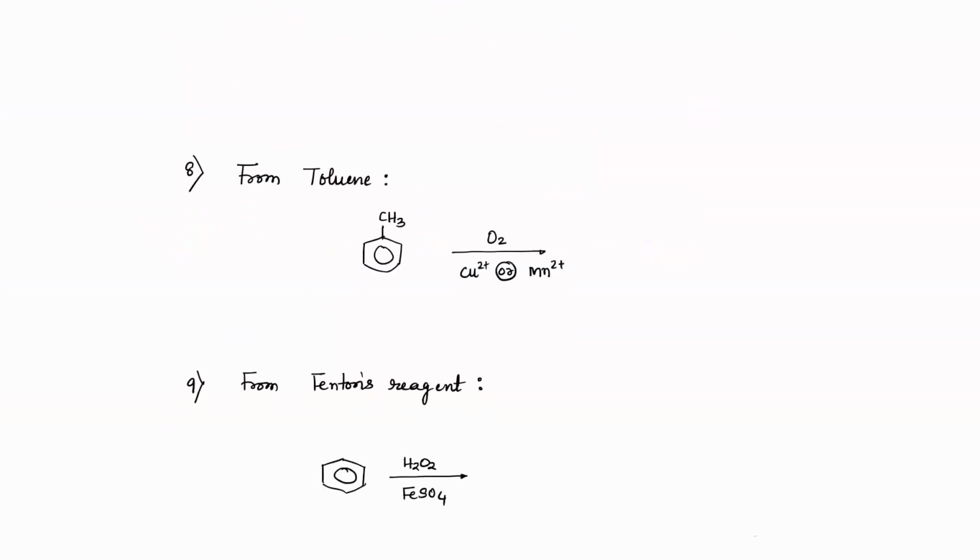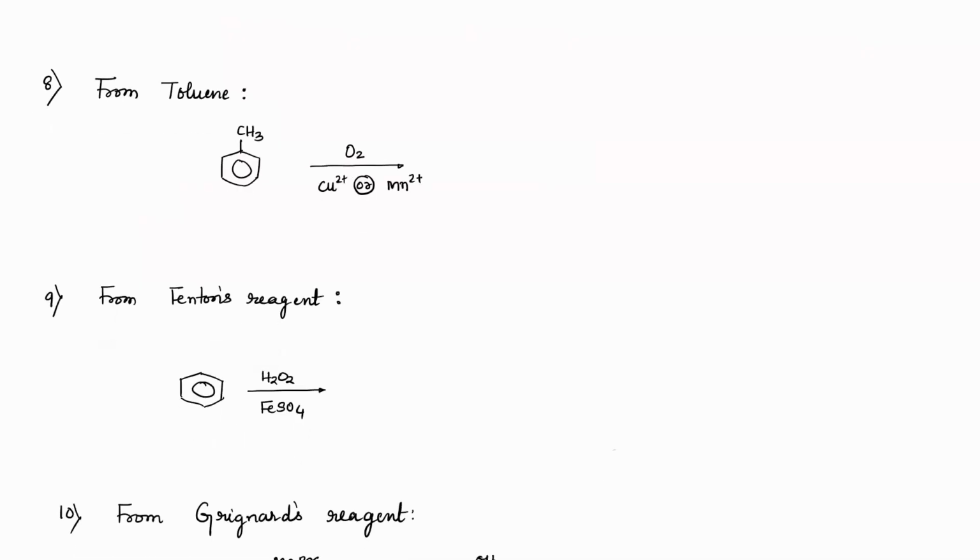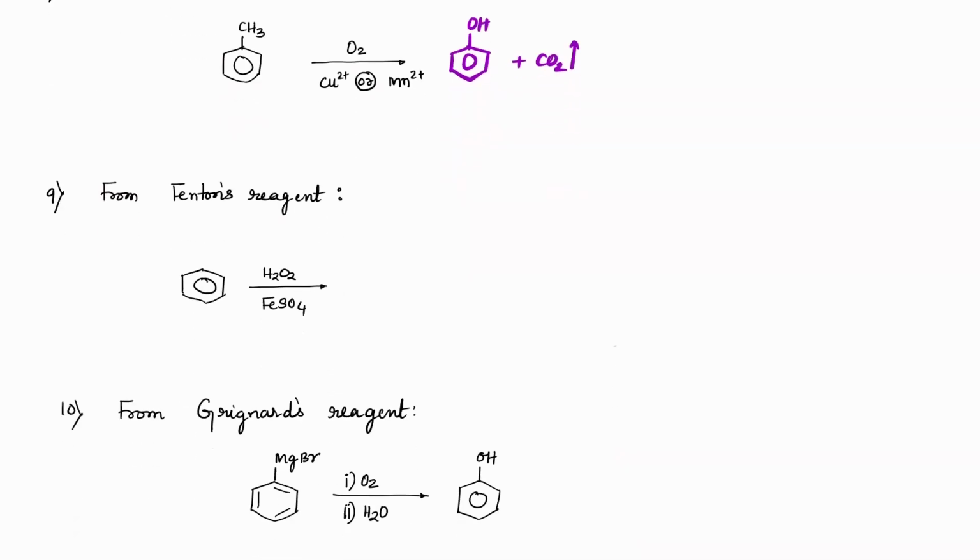Okay, next, from toluene. How do we get it from toluene? Toluene, if you react with O2, but in the presence of some copper or manganese salt, in that case also we will get this as OH, and that entire carbon will come out as carbon dioxide after oxidation. No mechanism here, just remember it. Otherwise, Fenton's reagent is about getting simply OH here from a peroxide, and H2O will be formed here.